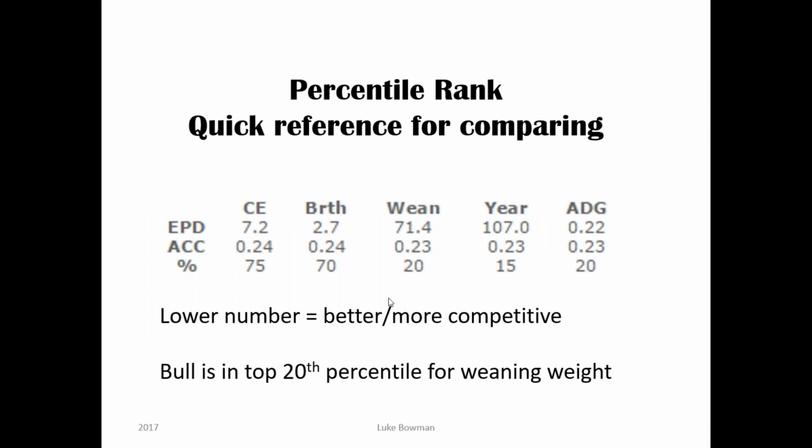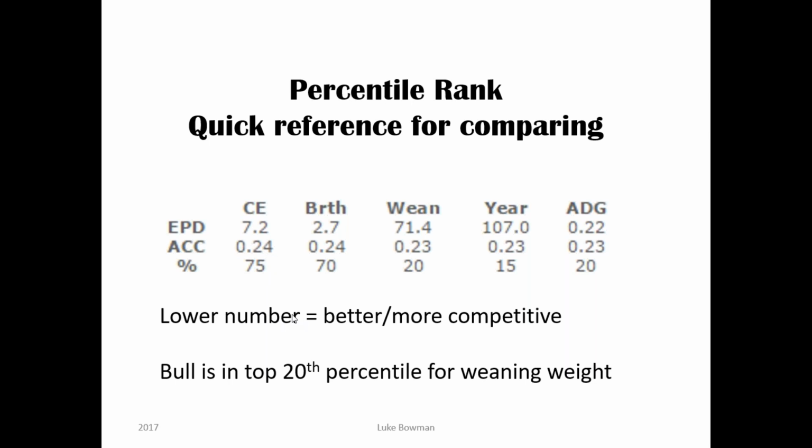So we wanted to talk a little bit about percentile rank, because that's a really useful number when you're looking at EPDs. On Herdbook, if you look at an animal's EPDs, you'll see 3 lines. The top one is their EPD for that trait. The next one is their accuracy for that trait, which we'll get into in a little bit. And the bottom one is their percentile for that trait. So the lower the number, the better or more competitive that animal is within that population.